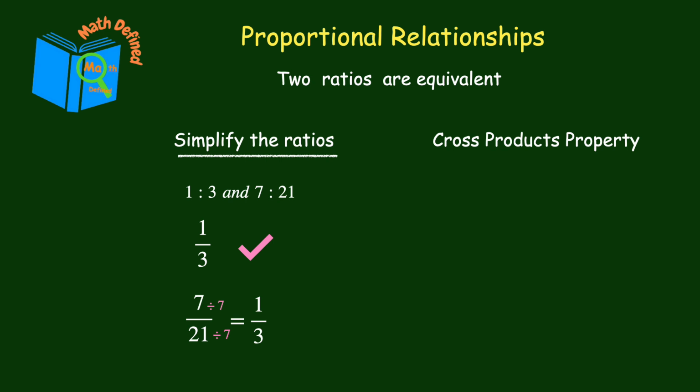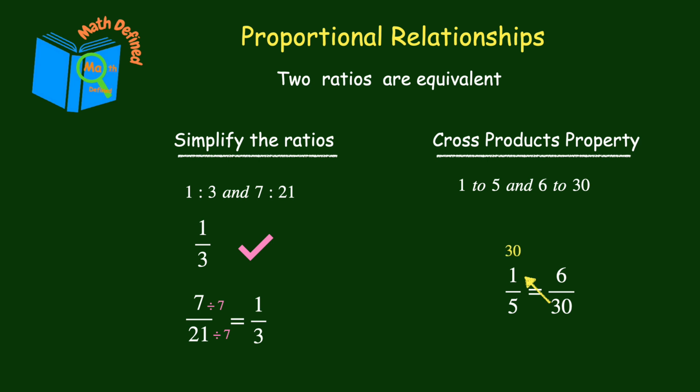Now let's check another pair of ratios using the cross products property. We'll compare 1 to 5 and 6 to 30. The cross products property states that if the cross products are equal, then the ratios are proportional. We'll need to write these ratios as fractions first, 1/5 and 6/30. To find the cross products, we multiply diagonally. We'll multiply 30 times 1 first. 30 times 1 is 30. Then we'll multiply 5 times 6, which is 30. Since both cross products equal 30, the ratios are proportional.